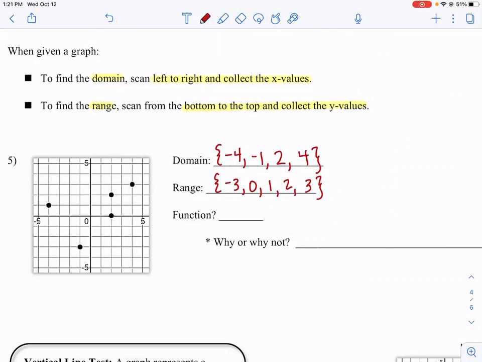Avery, is this a function? No. What does it fail? Fails the vertical line test.